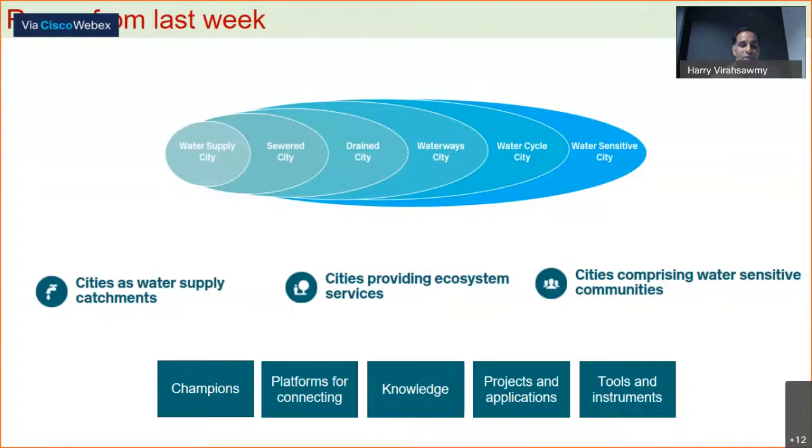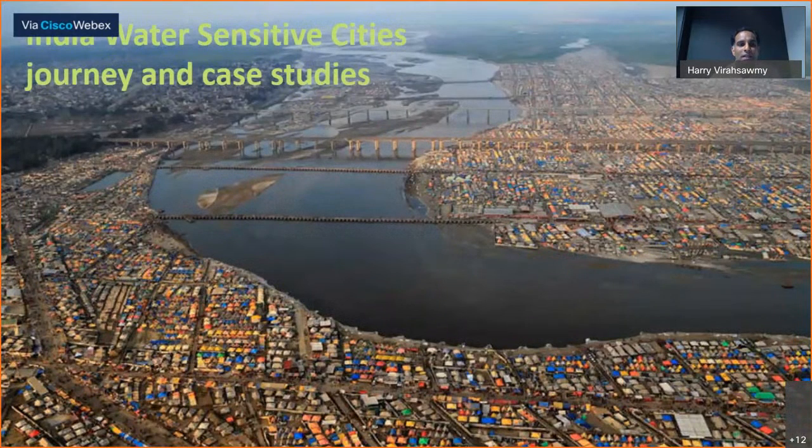Finally, I'll end on those five points at the bottom of the screen, which are lessons learned from Melbourne and Australia on the transition to a water-sensitive city. Champions in organizations have made a big difference. Creating platforms for connecting people was critical. Knowledge sharing between local government and state government has also been very important, as well as demonstration projects and guidance and applications. That neatly summarizes some of the key lessons learned in Melbourne's story and transition to a water-sensitive city. I will now pass on to Suresh and Shivali, who will present India's journey towards water-sensitive cities, as well as a number of case studies. Thank you very much for joining us today, and over to you, Suresh.